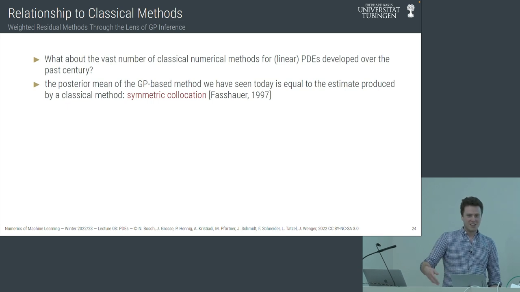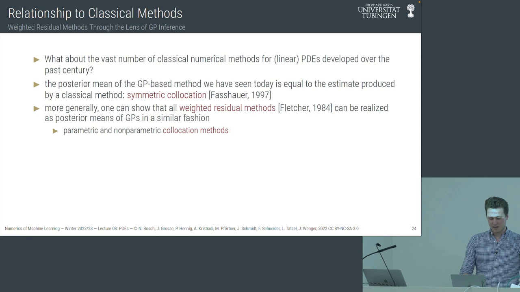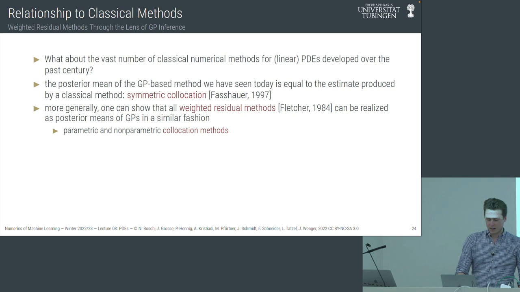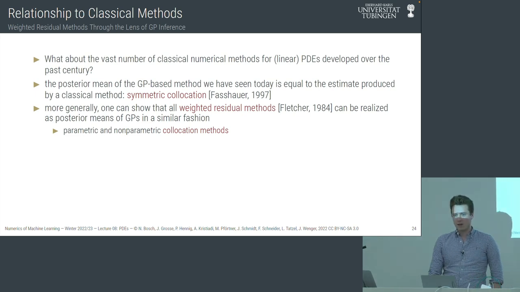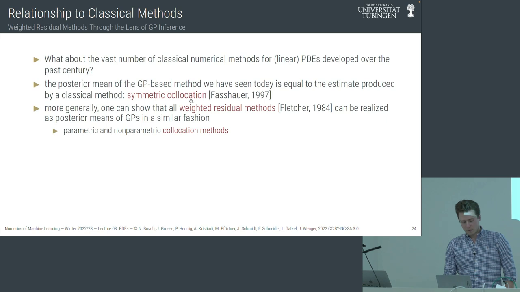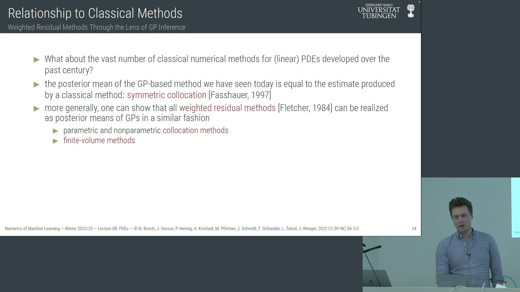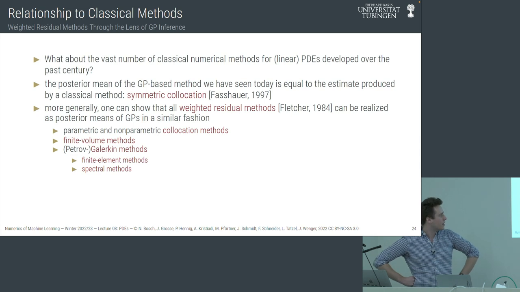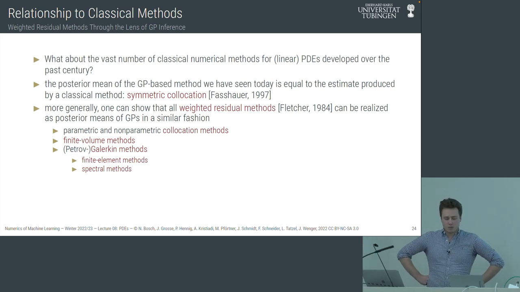So where's the plethora of other methods? More generally, we've actually shown, not in this lecture, that all so-called weighted residual methods can be realized as these posterior means of a Gaussian process, just without the uncertainty quantification, obviously. And some collocation methods are actually an instance of these, but there's also finite volume methods, which you might have heard of. And there's also the large class of what are called Galerkin or Petrov-Galerkin methods, which contain probably the most famous method for solving PDEs, which is the finite element method, and also spectral methods.